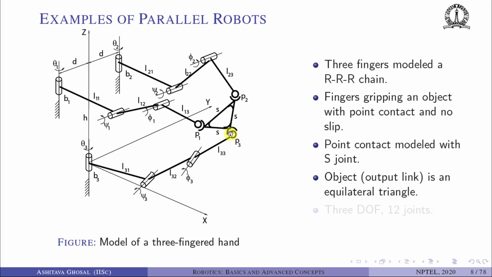Okay, so in this case, the output link is clearly this triangular piece. Okay, so this has 3 degrees of freedom. You can use the Grubler-Kutzbach criterion and show that it is 3 degrees of freedom. However, there are 12 joints. So there are several joints which are passive, which are not actuated. So for example, these 3 spherical joints are not actuated, and we'll see later that only 2 joints in a finger are actuated. Okay.